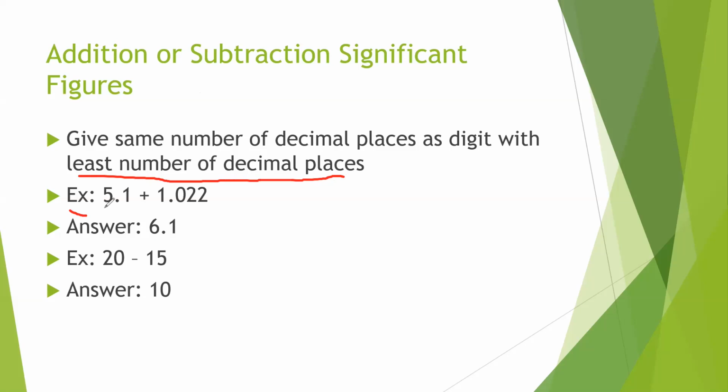Yep, 1 decimal place. Yes, that's right. Because this one only has the tenths place, and this one has the thousandths place, but we want to keep the least number of decimal places, so that's 1 decimal place. So we use a calculator, we add it up, we get 6.122, but we only keep it to the tenths place, and we report 6.1.